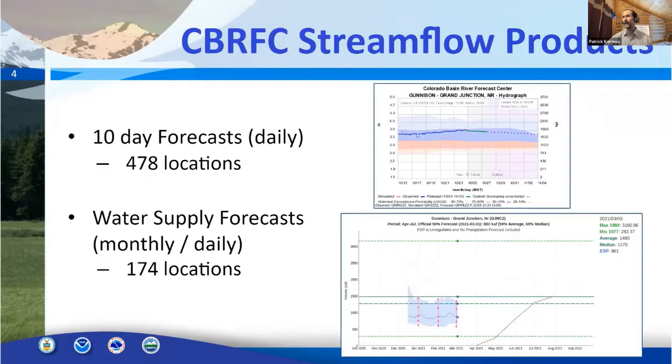You can see the measured data in dark blue, and then the next 3 days in green, which we're pretty confident about, and then out to 10 days is this purple dotted line. And then our water supply forecasts we put out in 174 locations monthly, with some daily model guidance like Gus just mentioned. And we'll talk a lot more about this product later on.